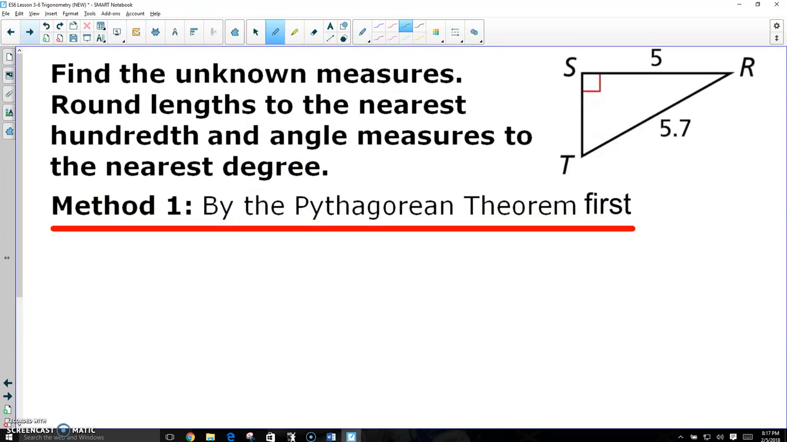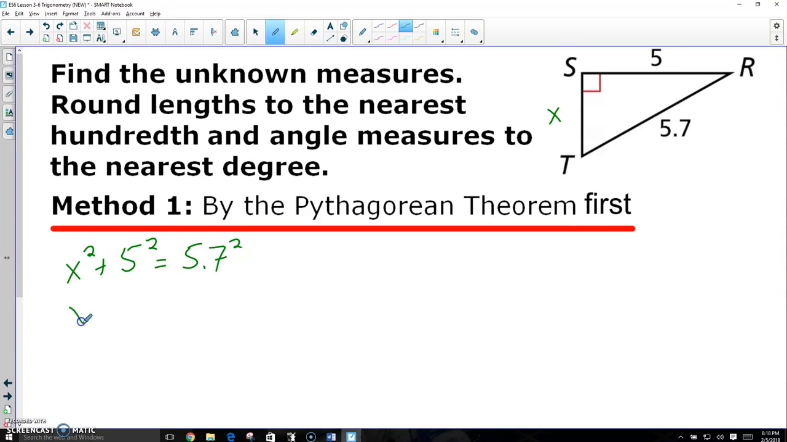So we're going to solve this problem here in two different ways. I'm going to start by doing the Pythagorean theorem first. So if we put an x here on ST, we would say x squared plus 5 squared equals 5.7 squared. Remembering that the 5.7 is your hypotenuse because it doesn't touch the right angle.